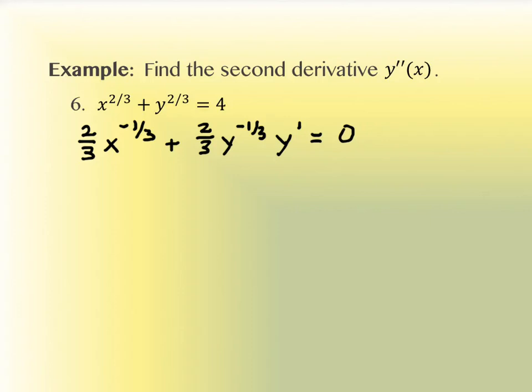We are going to simplify this, and we do want to simplify this as much as possible. If I'm trying to take another derivative, then I'd like to have the information simplified as much as I can beforehand, because it's going to make that next derivative easier to work with. All right, so we are going to solve this for y prime. So the first thing we might want to do is to move that 2/3 x to the 1/3 to the other side, right? X to the negative 1/3. All right, so I have 2/3 y to the negative 1/3 y prime equals negative 2/3 x to the negative 1/3.